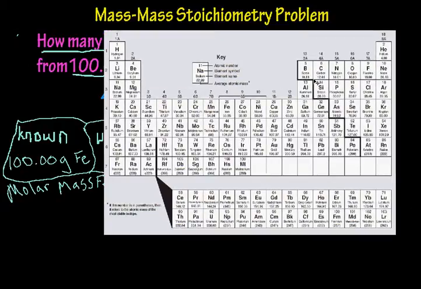Here it is, and we need to find the iron on there. Iron is here. It's 55.85. And then oxygen is 16. So we're going to need those for our molar masses.